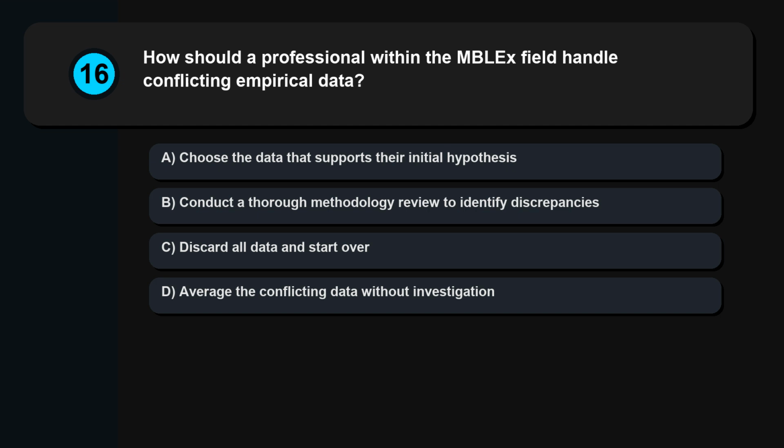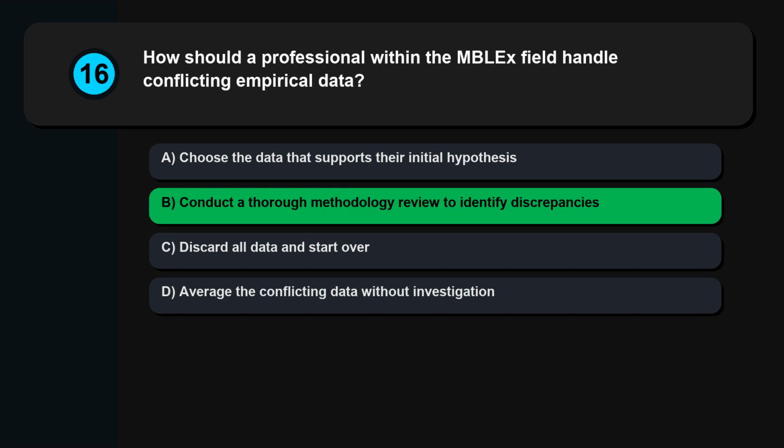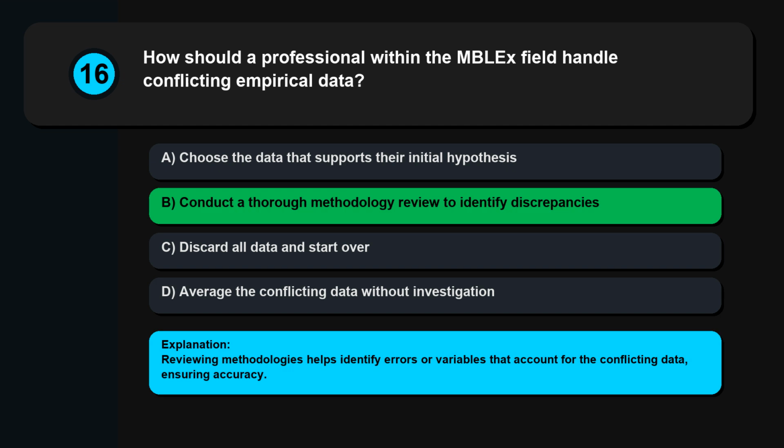Question 16. How should a professional within the MBLEx field handle conflicting empirical data? Choose the data that supports their initial hypothesis. Conduct a thorough methodology review to identify discrepancies. Discard all data and start over. Average the conflicting data without investigation. Reviewing methodologies helps identify errors or variables that account for the conflicting data, ensuring accuracy.